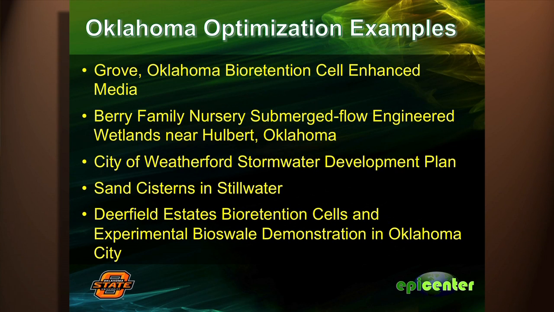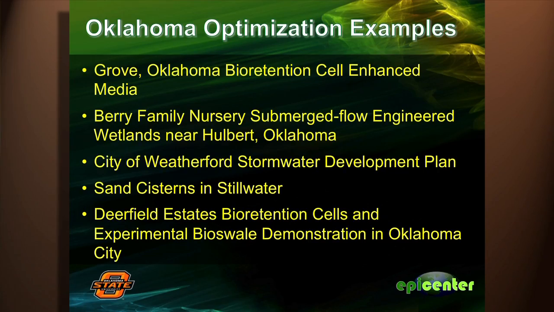And some of the things I talked about already, the Grove cells, that was actually kind of, in my opinion, a combo study, because Dr. Brown was also looking at adding fly ash to our bioretention media and doing as well as we can to get phosphorus out. And it's shown to work very, very well, and we're actually doing some monitoring right now with another 319 grant. So 319's been very good to us at OSU. I mentioned the Berry Family Nurseries.